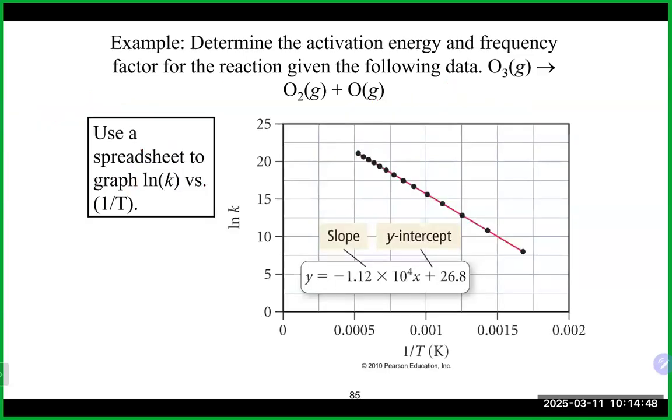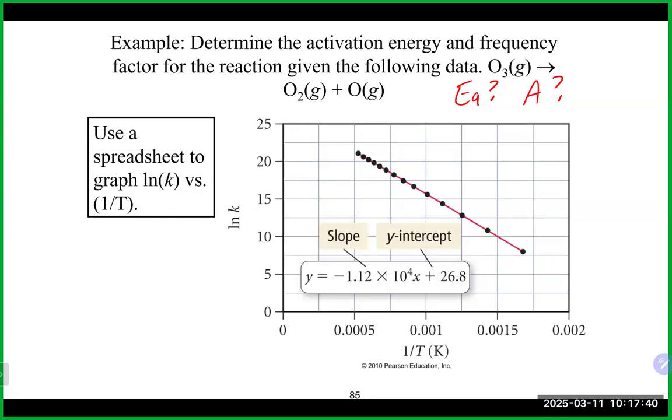So if you did that, you would get a graph such as this. And what we wanted from this information, and why don't you take a moment and do it, we want to calculate what is the activation energy and what is the frequency factor here. Okay, so let's take a look and see.